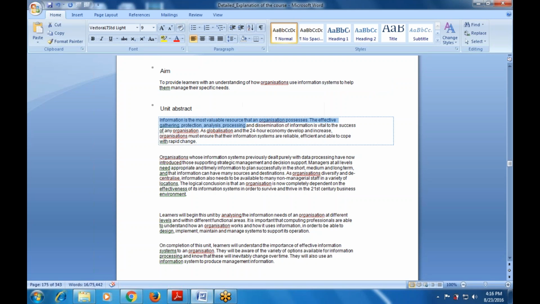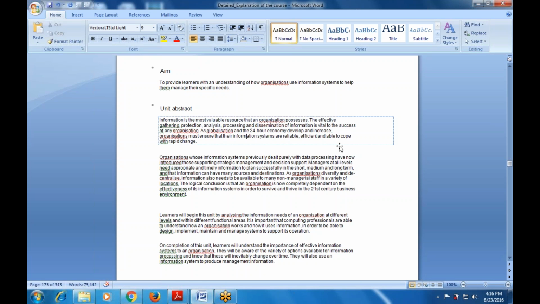Then information is the most valuable resource that an organization possesses. So this is one of the main valuable resources, that is the information that an organization possesses. Therefore, the effective gathering, protection, analysis, processing, and dissemination of information is vital to the success of any organization. This is very important for the organization.